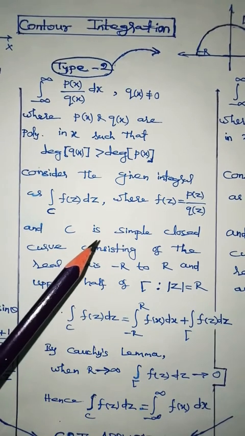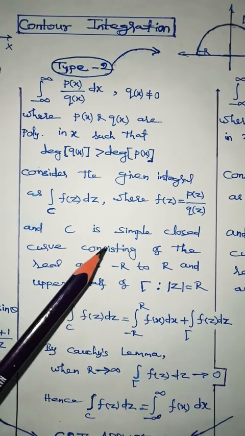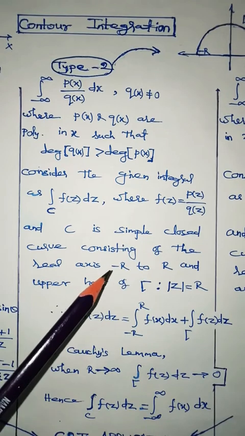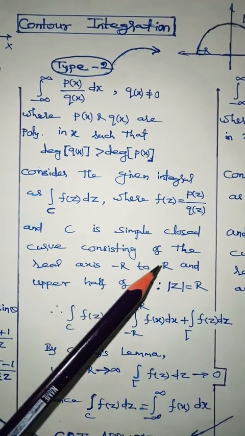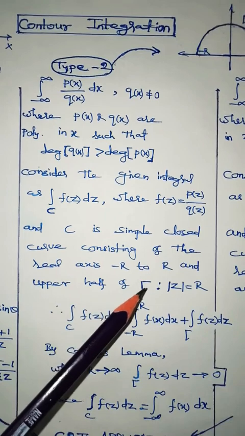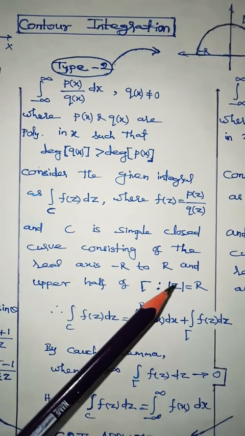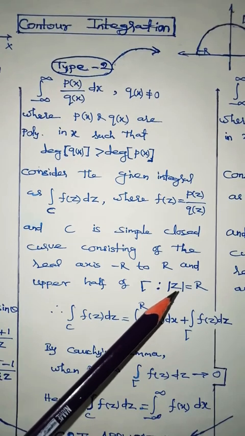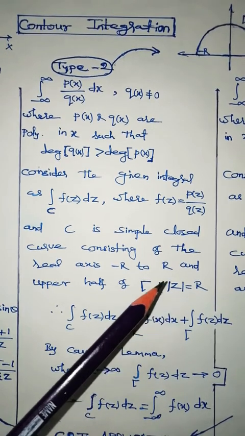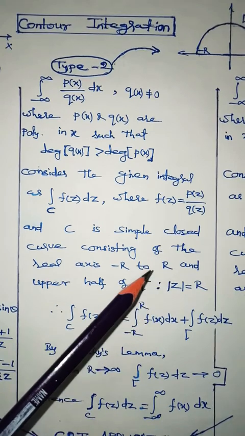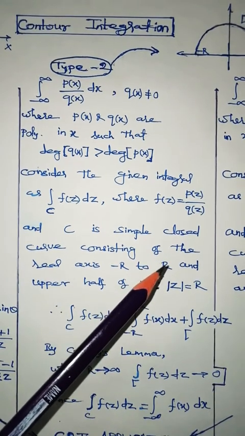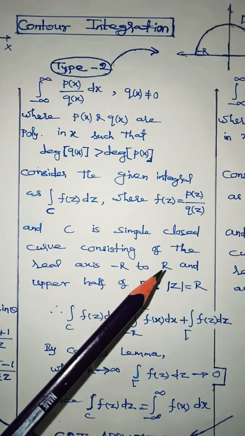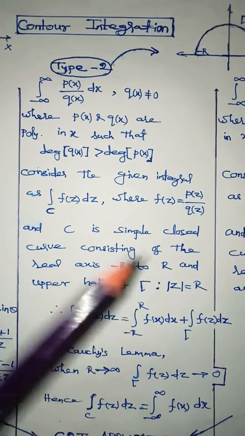Here C is a simple closed curve consisting of two parts: one is the diameter from minus R to plus R, and the other is the upper half of the semicircle gamma, modulus of z equal to R. What is the meaning of this? It's a circle with center (0, 0) and radius capital R. And this R you can take as large as possible.